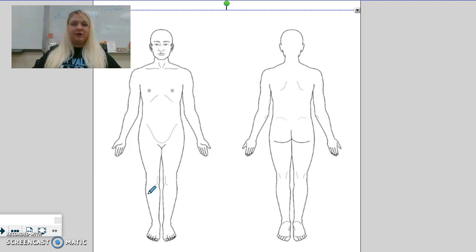For this course, we are going to be doing 5-minute lessons throughout the modules just to give you a little insight on some of the major concepts of each module. Today we're going to be talking about directional terminology.